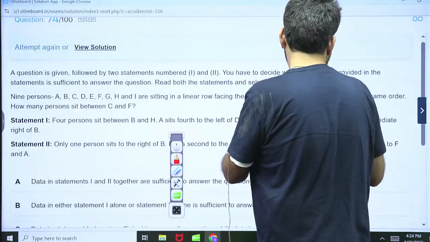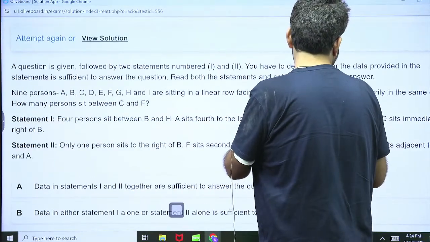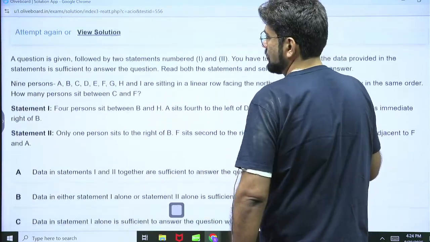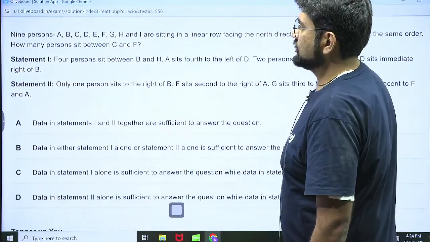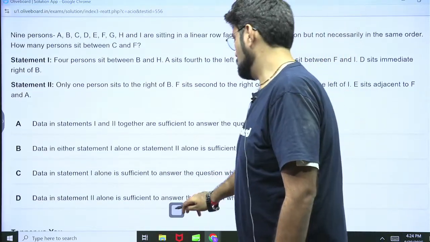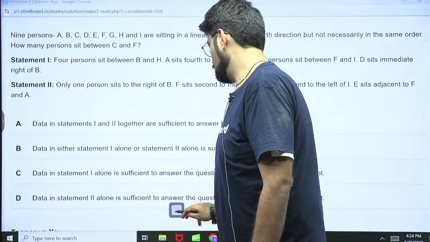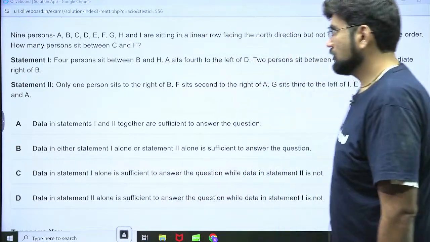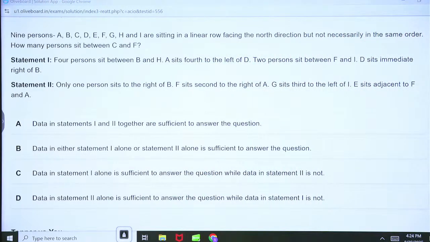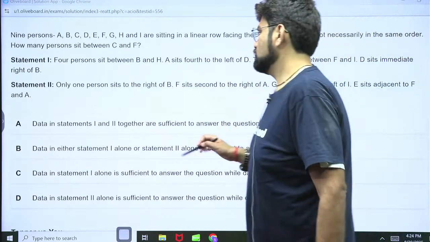This one is interesting. So this is data sufficiency. Okay. And this is the data in front of you. Nine persons are sitting in a linear row facing the north direction, but not necessarily in the same order. How many persons sit between C and F? We'll have to check this.